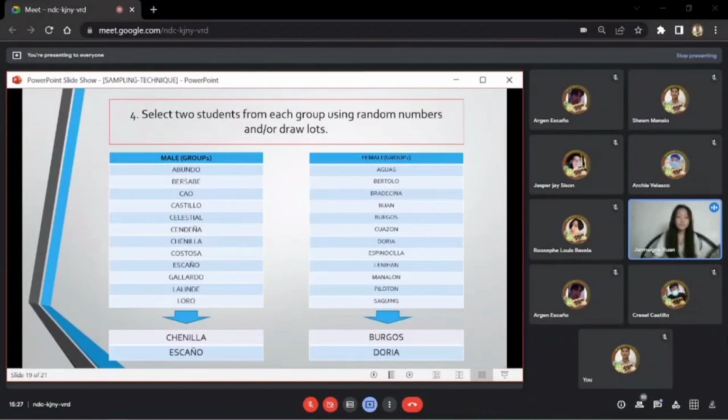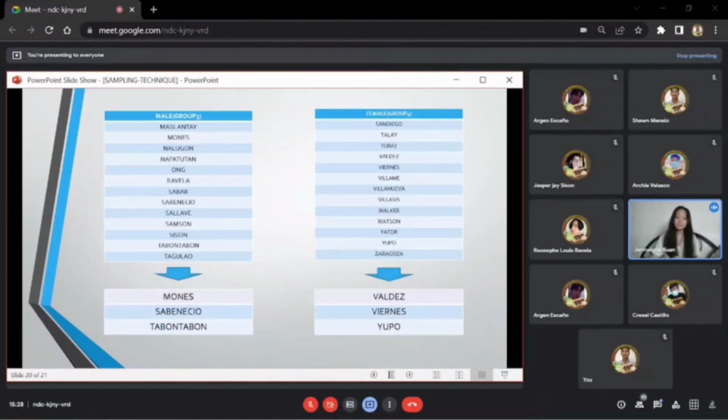So these are the students that are selected from each group using random numbers and or draw lots. For group 1, we have Shanilia and Escanio. For group 2, we have Burgos and Doria. For group 3, we have Mones, Sabenesio, and Tabon-Tabon. For group 4, we have Valdez, Viernes, and Yupo. So these are the 10 students that will represent Team Japan.